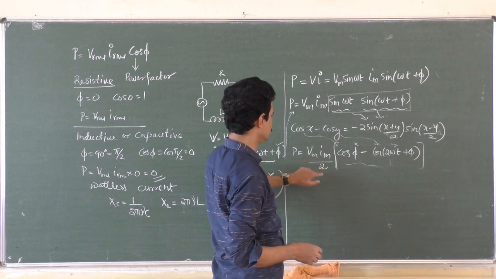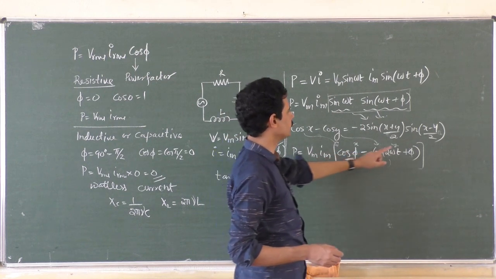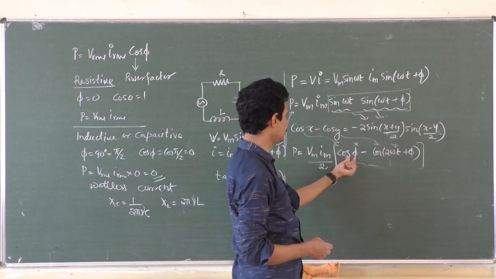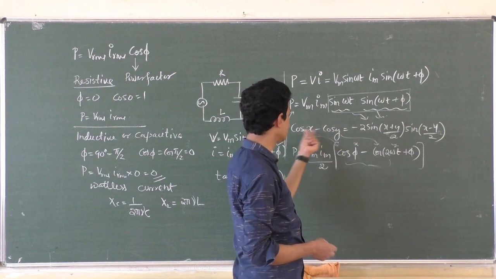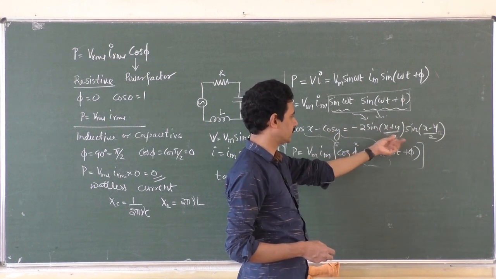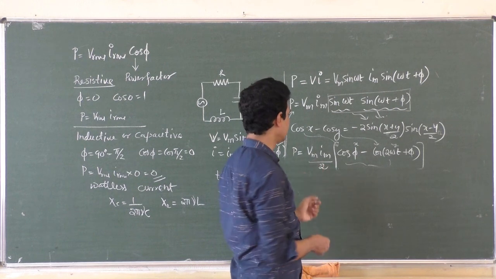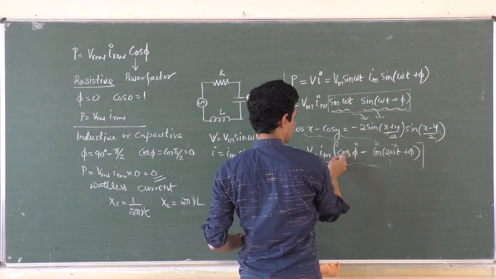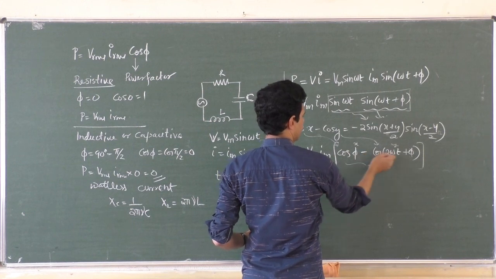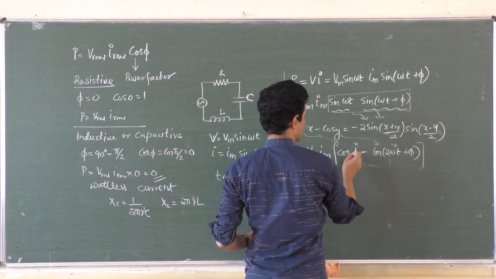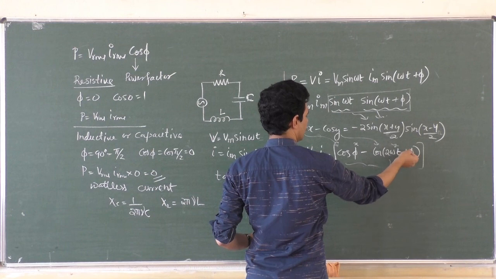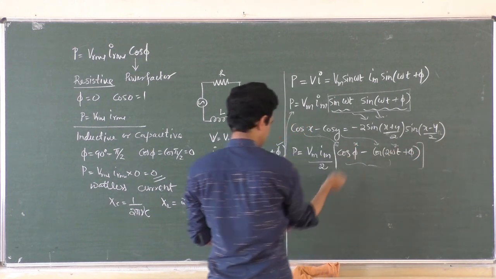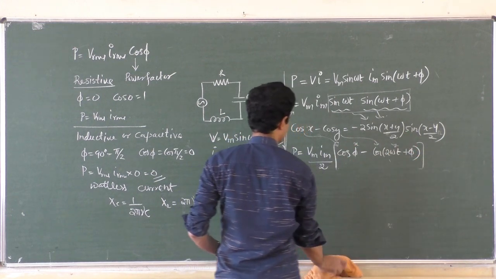Vm Im by 2 into cos phi minus cos 2 omega t plus phi. So substitute here cos x minus cos y equal minus 2 sin x plus y by 2 sin x minus y by 2. You will get back this equation. So this 2 will cancel with this 2, whatever is extra you put. 2 sin phi plus 2 omega t plus phi by 2 sine phi minus 2 omega t minus phi by 2. So you will get back that. This is what we will arrive at.